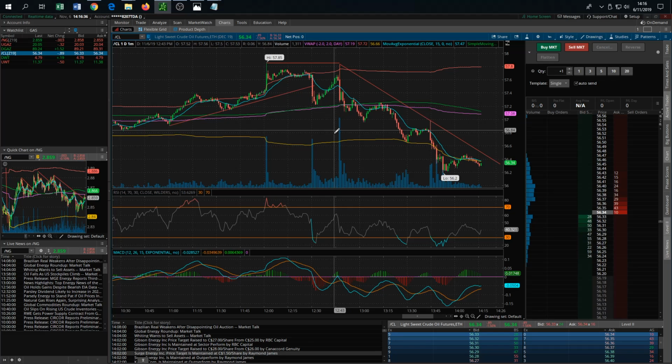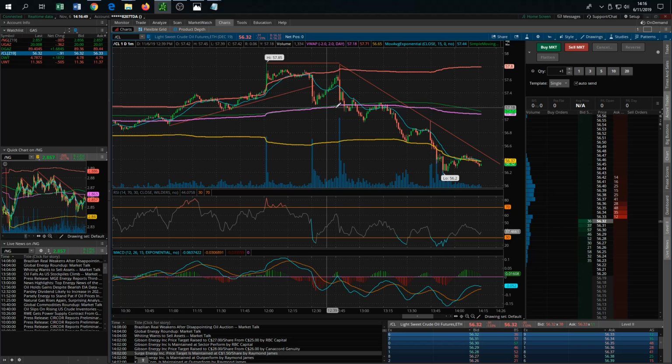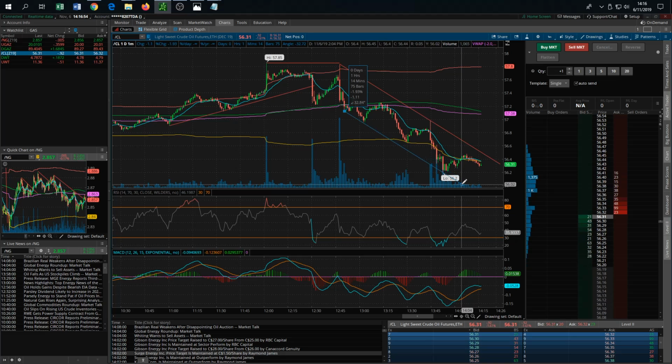Look at this volume candle, and then it started to sell off. Here it went through the previous low and started a descending pattern. Here we can really see the pattern going down. It's really easy to see.